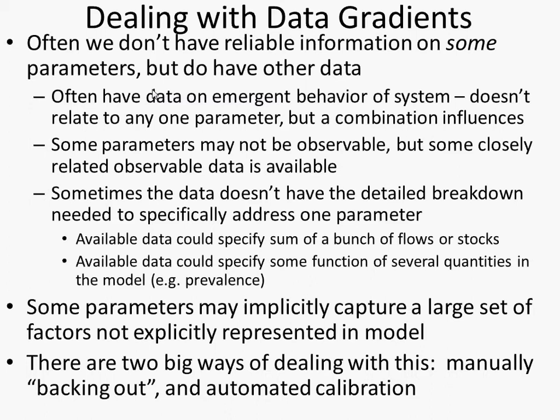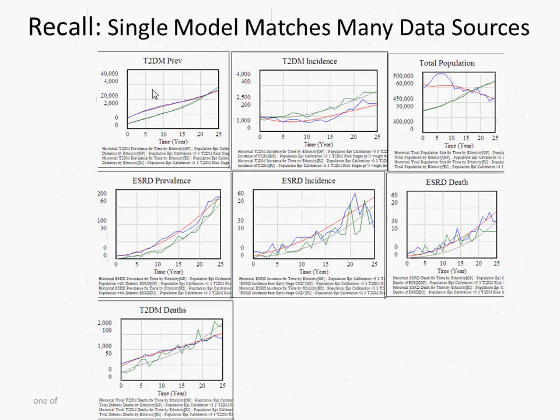So for some parameters, in order to go back from this sort of data to parameter estimates, we can engage in what's called a backing out process or a calibration. I'm going to briefly touch on backing out. I think it's a process which some of you will have encountered before. And then we'll talk about calibration, where I want to spend most of my time.